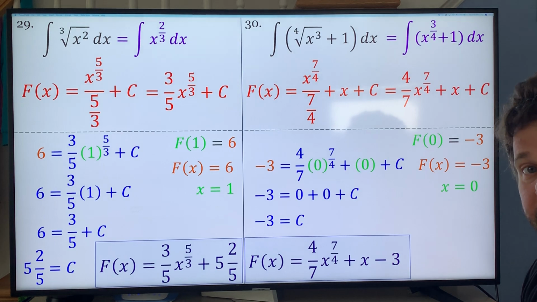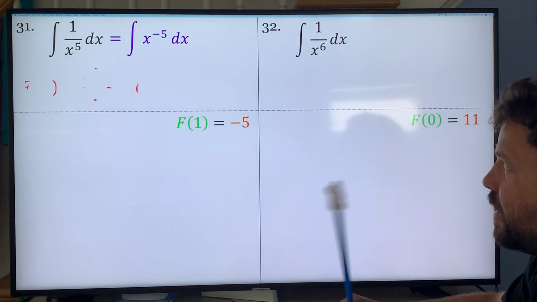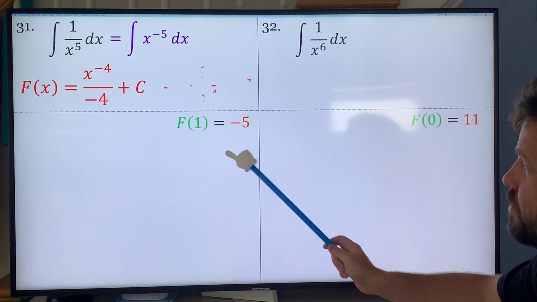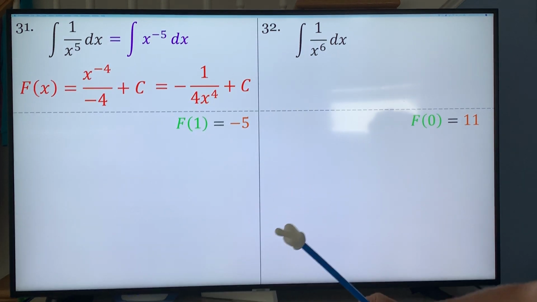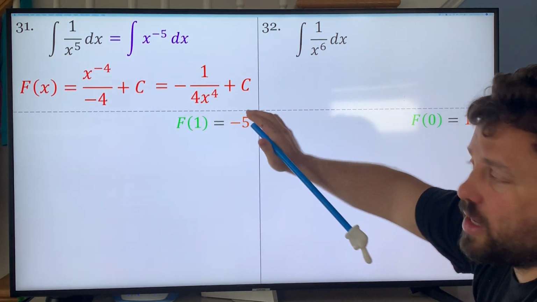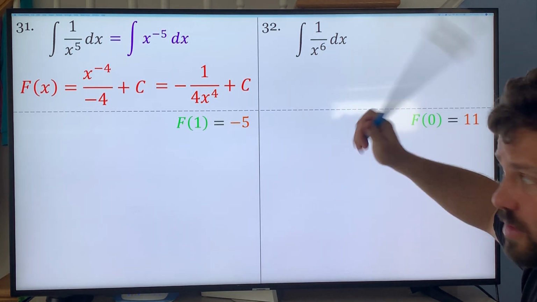Attempt the next 2. You guys are going to be experts at this. You got them? Both very similar. Rewrite x to the negative fifth. Negative 4 over negative 4 plus c. If you want to rewrite it, you can. You do not have to do this. You could leave it like this if you want to just use your calculator to solve for it. I particularly like to move it just because then I could do it in my head.